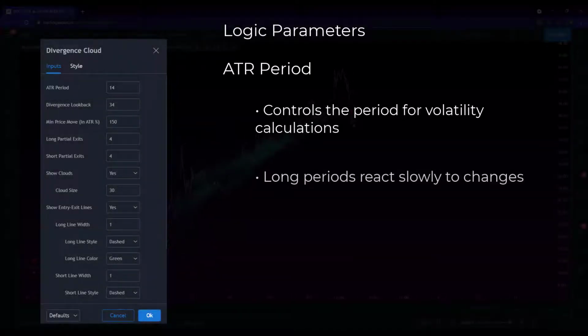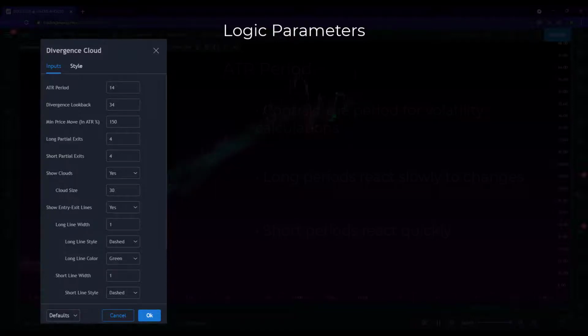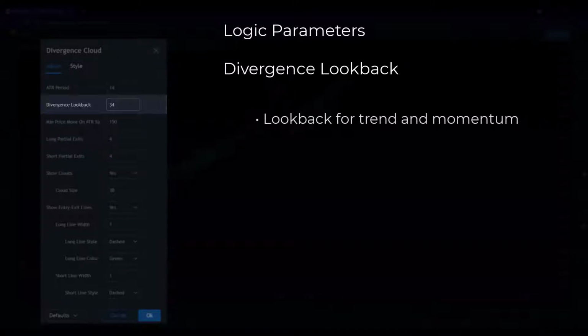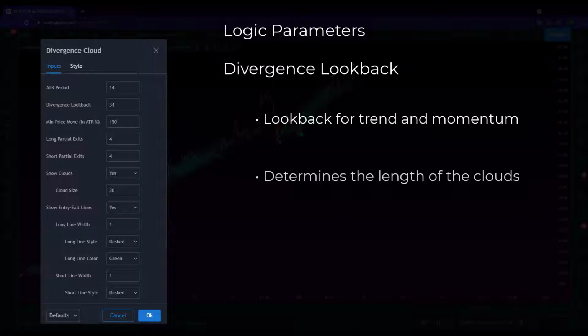A larger period will make the indicator look further back when judging the momentum of current volatility, while a shorter period will keep it focused on more recent price action. The divergence lookback defines the lookback for areas signaling trend reversal and continuation. These are the divergence clouds themselves.